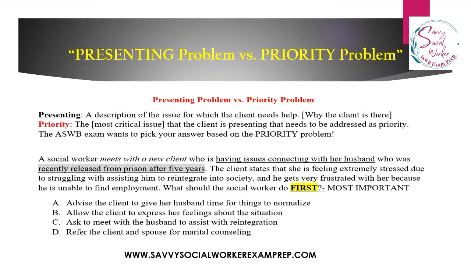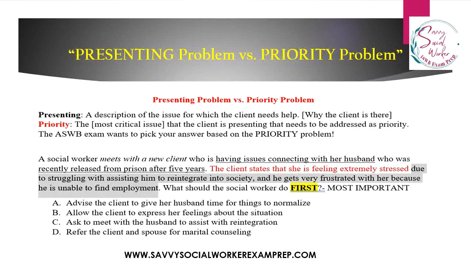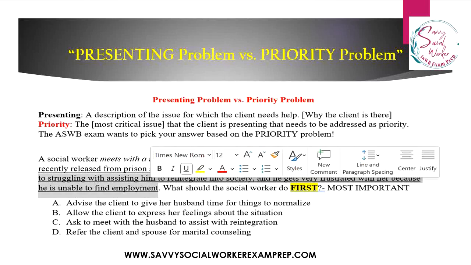Now, the priority issue, again, is the most critical issue that the client is presenting in the moment, here and now, that needs to be addressed. And so, yes, she's here because she's having issues connecting with her husband, but the priority here is that she is feeling extremely stressed, due to struggling with assisting him to reintegrate into society. And he gets very frustrated with her because he's having a hard time finding a job.